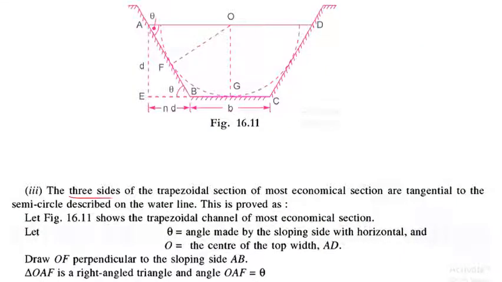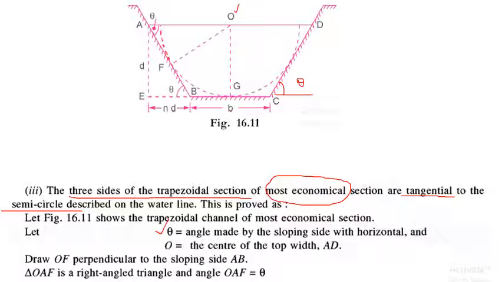Also, the three sides of the trapezoidal section are tangential to the semicircle if they are the most economical section. So if there is a semicircle as shown in this figure, you can see the dotted line here. If the three sides of the trapezoid are tangential to this semicircle, it is the most economical section. So the proof of this is shown here. Theta is the angle made by the sloping side with the horizontal. That is, this is the angle theta. O is the center of the top width AD.